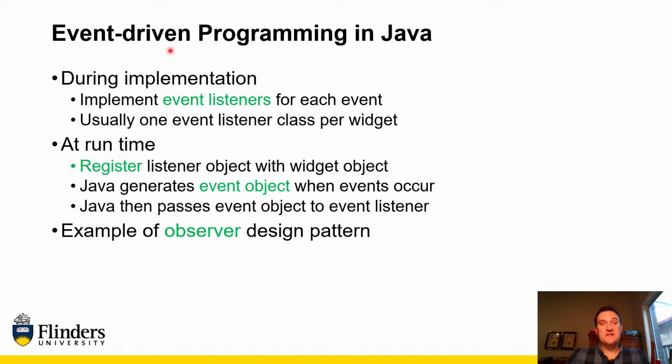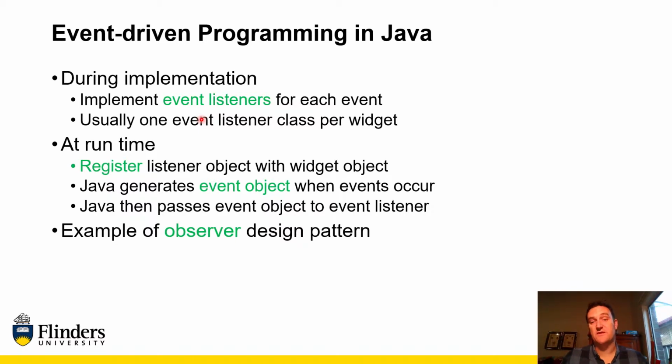So event-driven programming in Java has these concepts of listeners and event objects. So during implementation, we implement these event listeners. They listen for something that's going to happen. Basically, they register themselves as being, I want to know when something occurs. I want to know when someone clicks on a button there. So there's usually one event listener per widget, a widget being like a button or a list. And you click on it, and we do something with that.